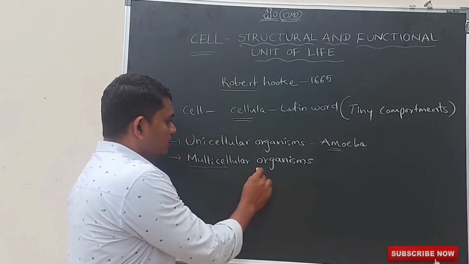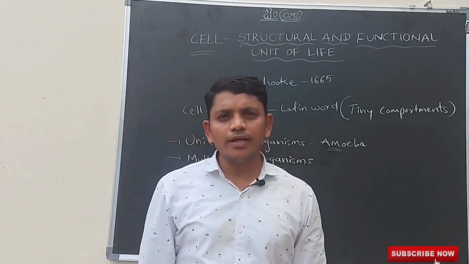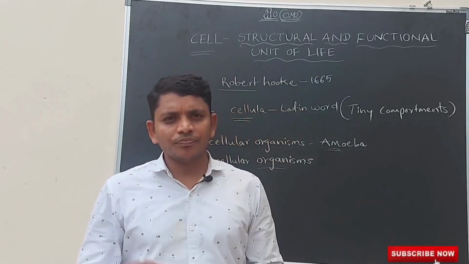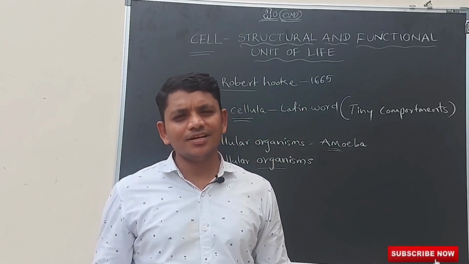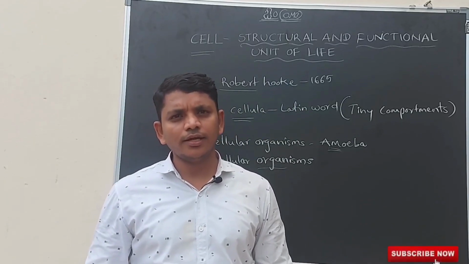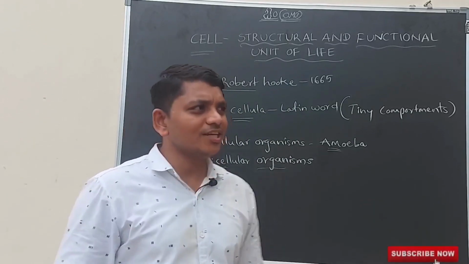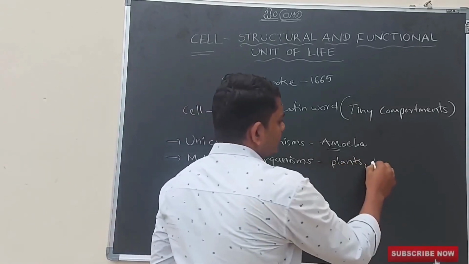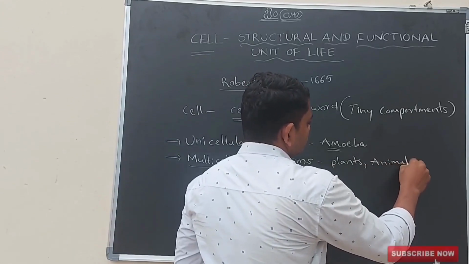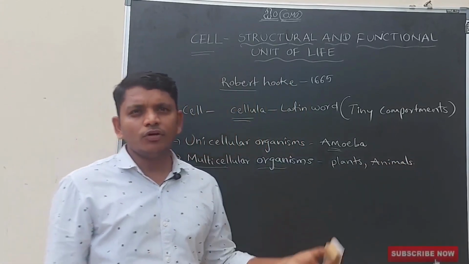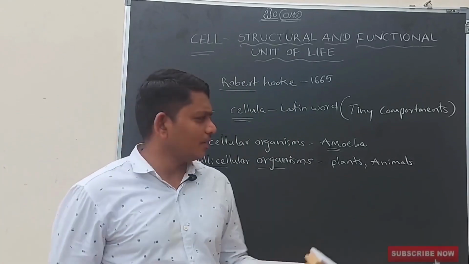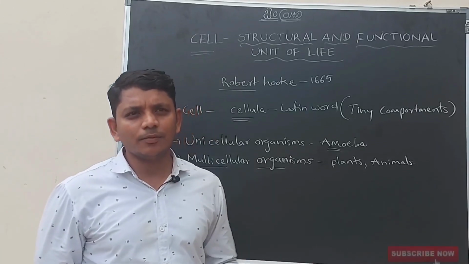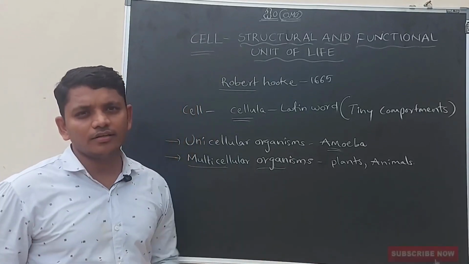And multicellular organisms, which means the entire body is made up of more than 2 cells, as I said earlier: 2 cells or 10 cells or 100 cells or 1000 cells or lakhs of cells. For example, matured plants and animals: mango tree or apple tree or banana tree, or animals like human beings, lions and tigers. All these are the best examples for multicellular organisms.